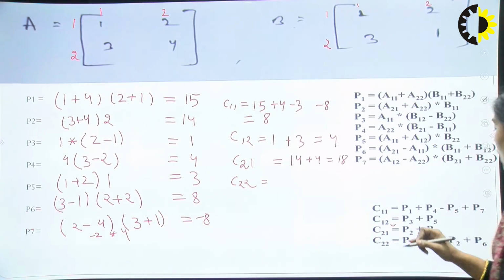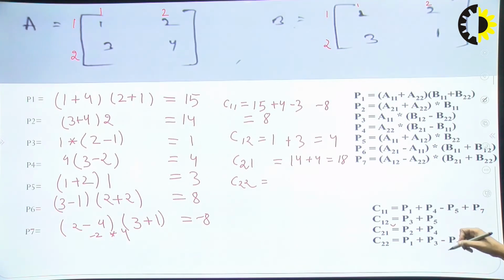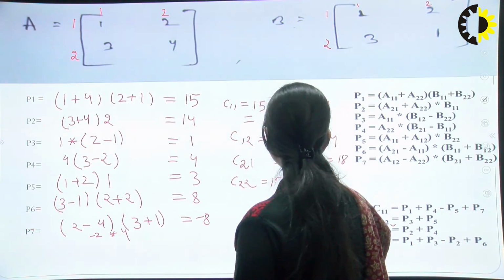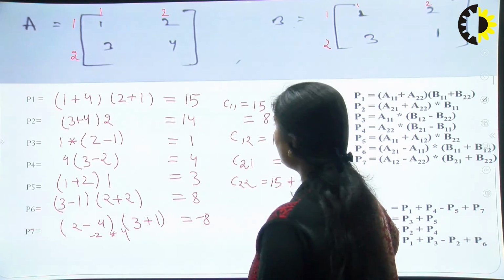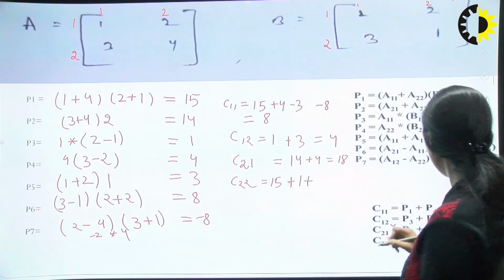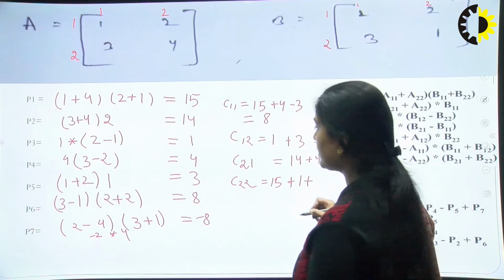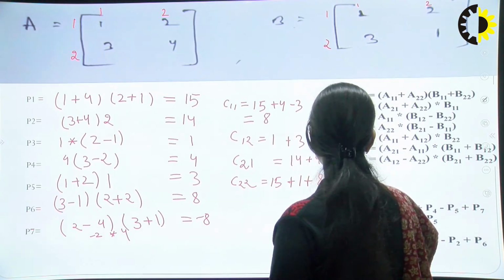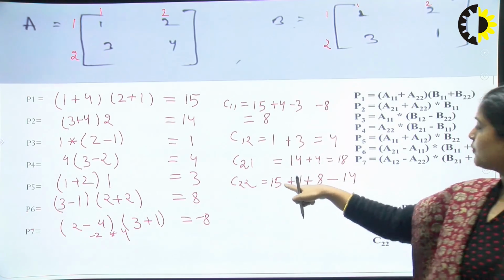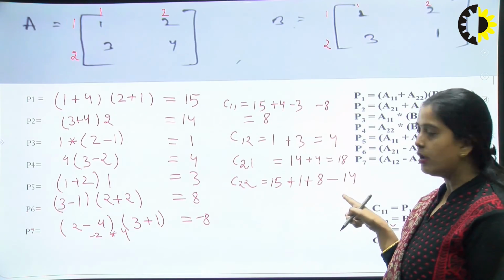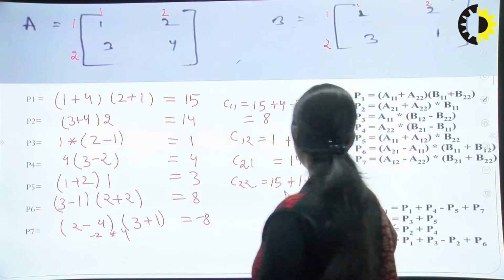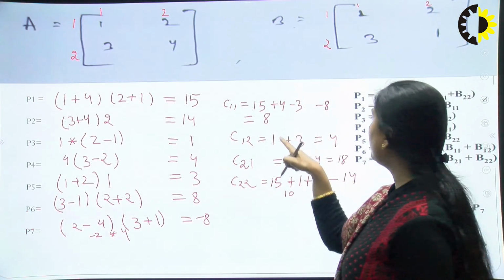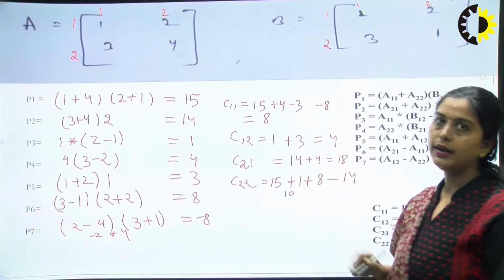And at last, the value of C22. In C22, the value is P1 plus P3 minus P2 plus P6. So what is the value of P1? It is 5, plus P3, which is 1. After that, the value of P6 is 8, and minus P2, which is equal to 14. Now the term is 15 minus 14, which is 1, and 8 plus 1 is 9 and 10, and the resultant is 10. So the answer is basically C11, 8, 4, 18 and 10.